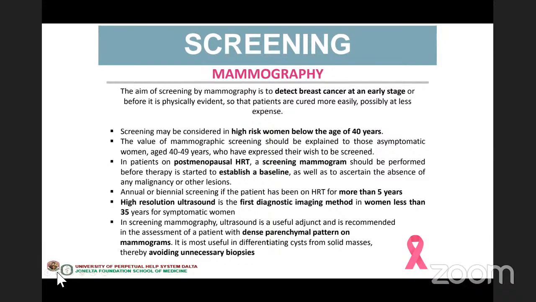Okay. So for high resolution ultrasound, it's a first diagnostic imaging method in women less than 35 years who are symptomatic. So in screening mammography, ultrasound is a useful adjunct and is recommended in the assessment of a patient with dense parenchymal pattern on mammograms. It is most useful in differentiating cysts from solid masses, thereby avoiding unnecessary biopsies.